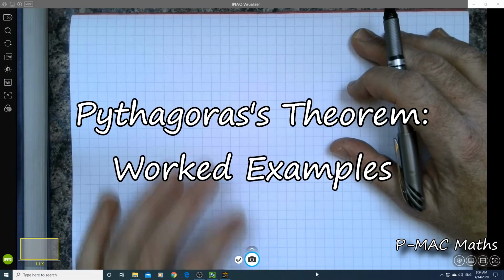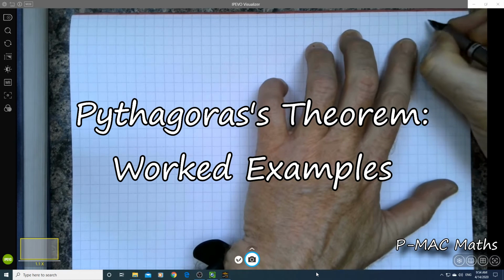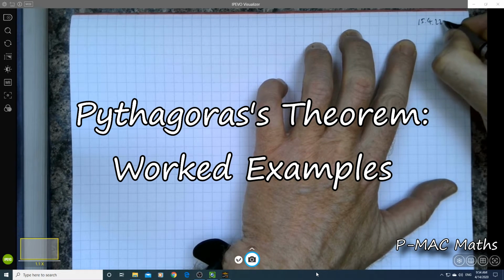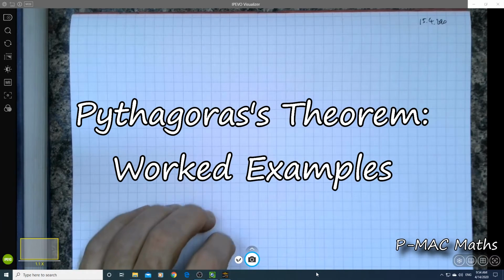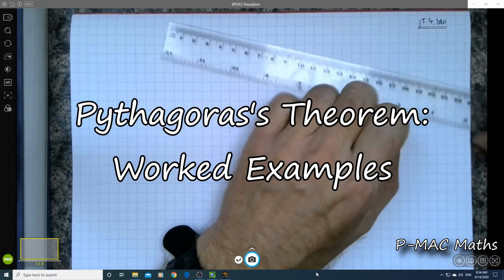So, today's fun and games. Let's start with the basics. 15th of April 2020. One ruler. Underline the date.